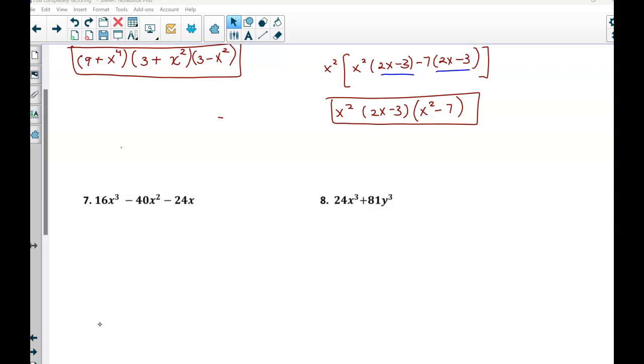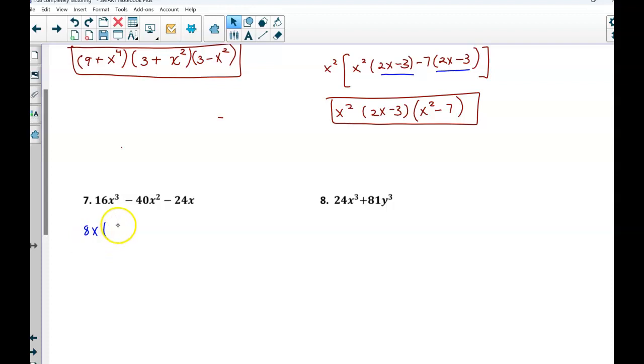For number 7, again, you always want to look for the GCF. And in this case, it's not just a variable in common, but a number is common as well. In fact, what goes into both 16, 40, and 24? 8. So I'm going to factor out 8x.